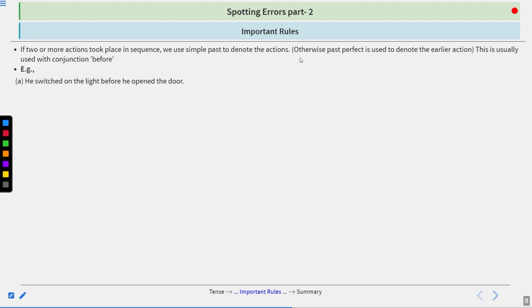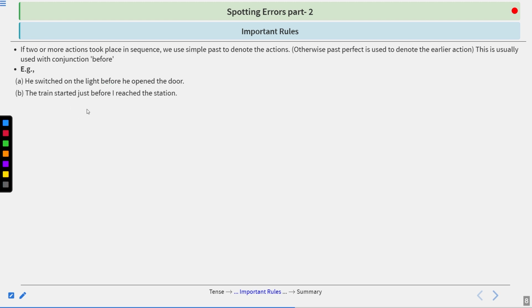Example, he switched on the light before he opened the door. So here we have used switched, the past form of the verb switch. And here we have used opened, the past form of the verb open. And here we have used the conjunction before.